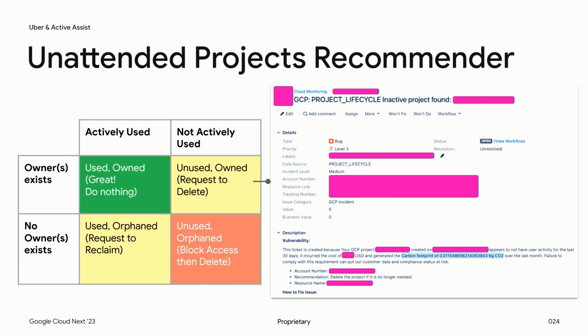On the upper right quadrant, right, we can see a project is unused, and we have an owner. So we can talk to this owner and say, hey, looks like this project is not being used. Take a look, right? Maybe you want to delete this project, delete the resources and the project itself.